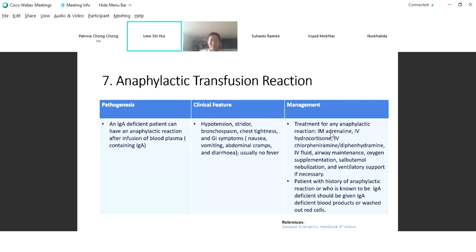For the management, we can start the treatment for any anaphylactic reaction, such as intramuscular adrenaline, intravenous hydrocortisone, intravenous chlorpheniramine, and also supportive treatment like intravenous fluid, airway maintenance, oxygen supplementation, salbutamol nebulization to relieve the bronchospasm, and also ventilatory support if needed. If we know the patient has any previous history of anaphylactic reaction, or is a known IgA deficient patient, we should give them IgA deficient blood product or washed red blood cells instead of the normal blood product.